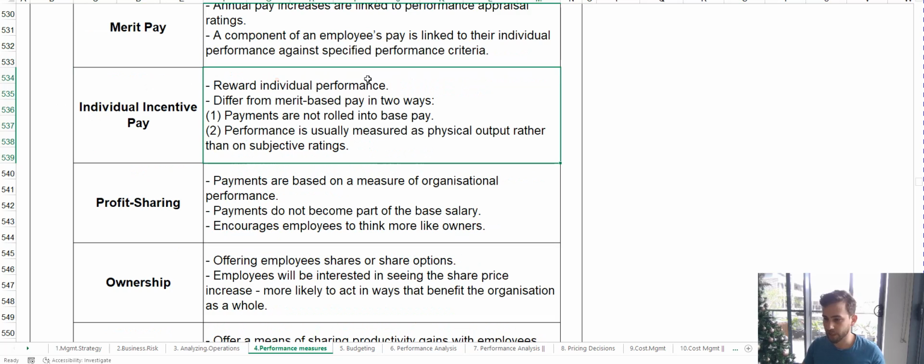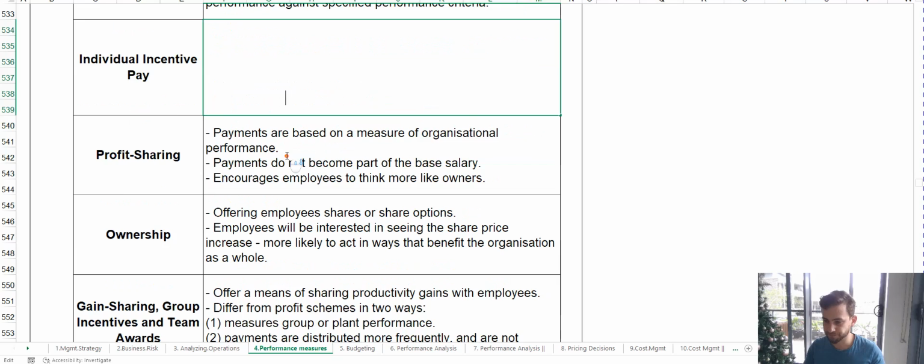Individual incentive pay. So this rewards individual performance. A difference from merit-based pay is that payments are not rolled into base pay. Performance is usually measured as physical output rather than subjective ratings. For example, you might get a $1,000 gift card for doing really well that year. It's not going to be in your base pay. You're not going to get it necessarily next year. It might be just a one-off thing.